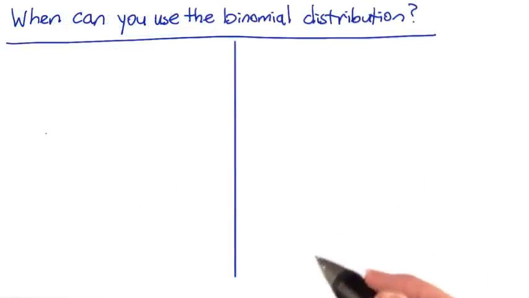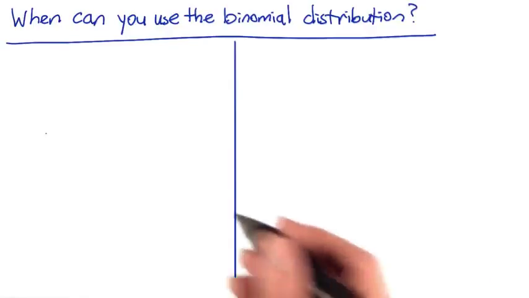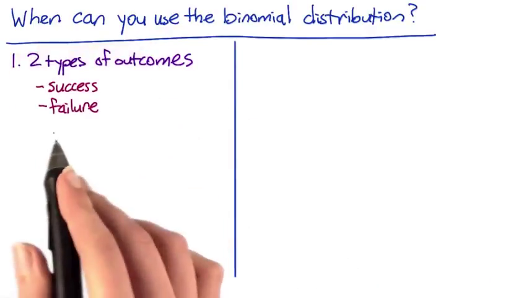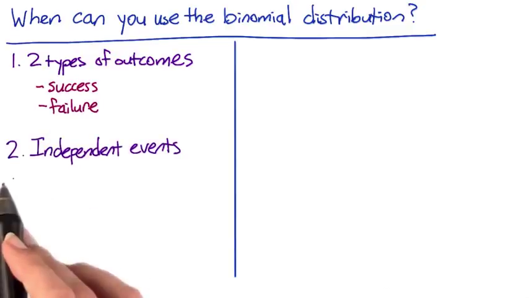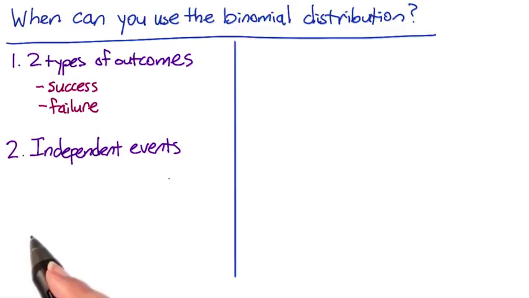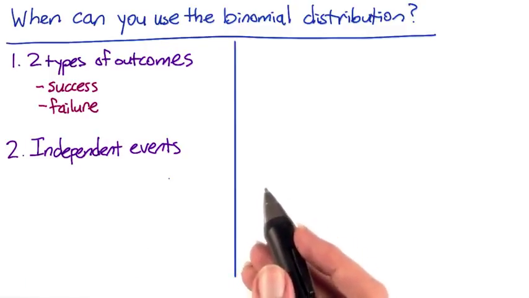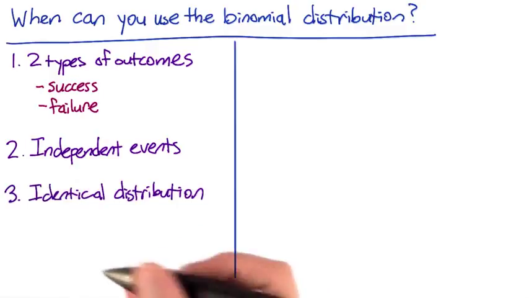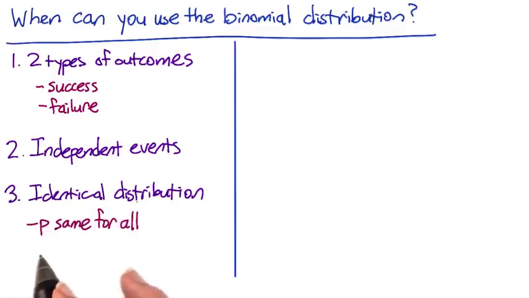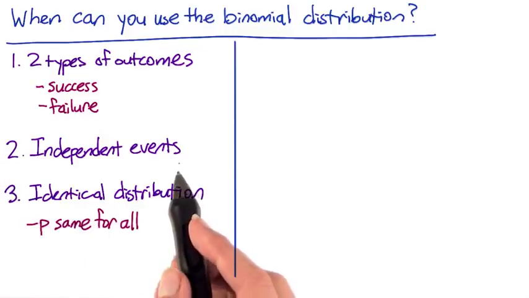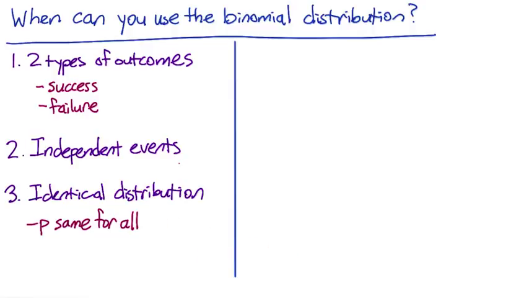In order to use the binomial distribution, a few assumptions have to hold. First, there have to be exactly 2 types of outcomes. We've been calling these success and failure. And second, the events have to be independent. Learning the outcome of one coin flip doesn't tell you anything about whether the next coin came up heads. And finally, the events need to follow an identical distribution. That is, the probability of success needs to be the same for all of them. In practice, identifying cases where your events are independent can be kind of tricky, so let's go over some examples.